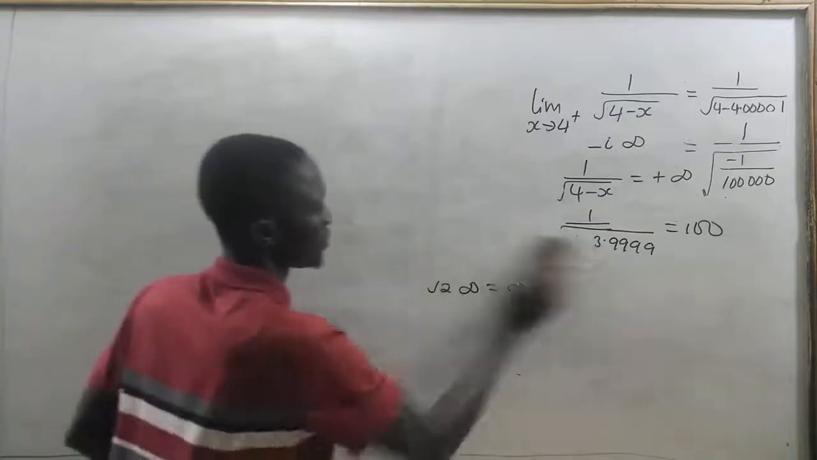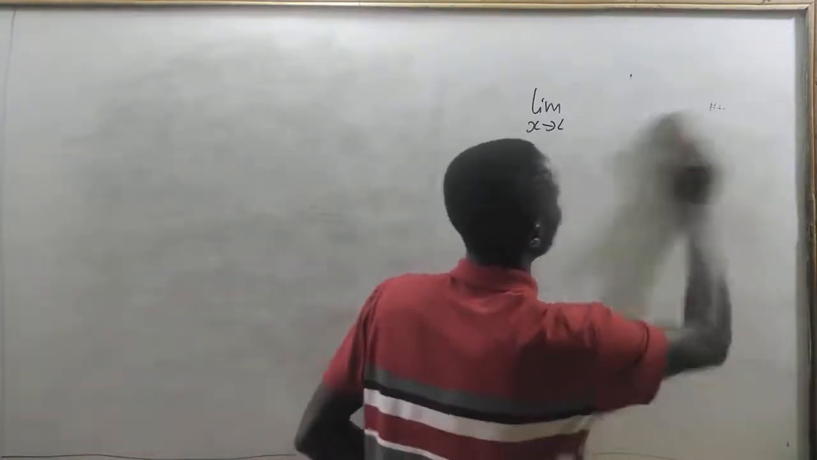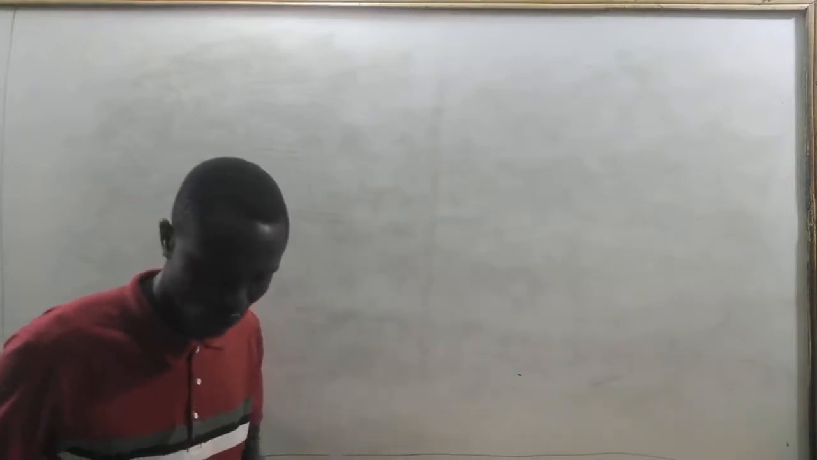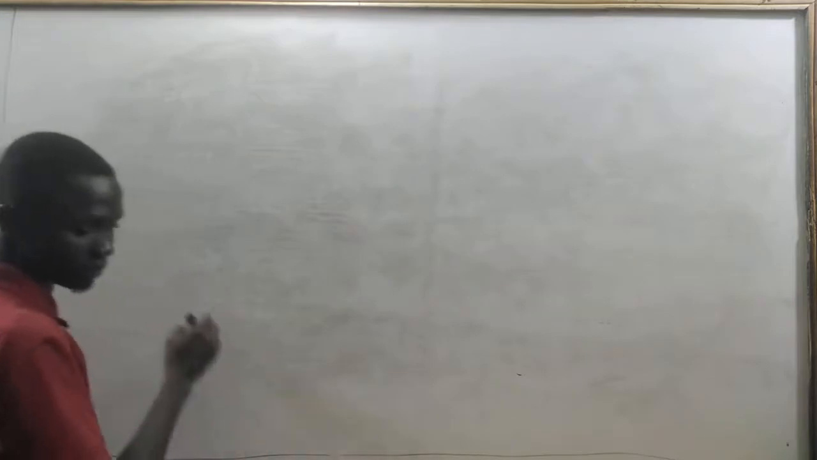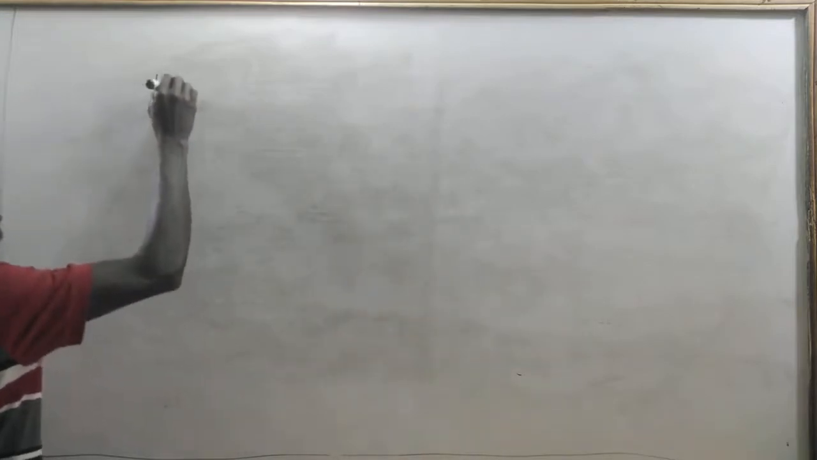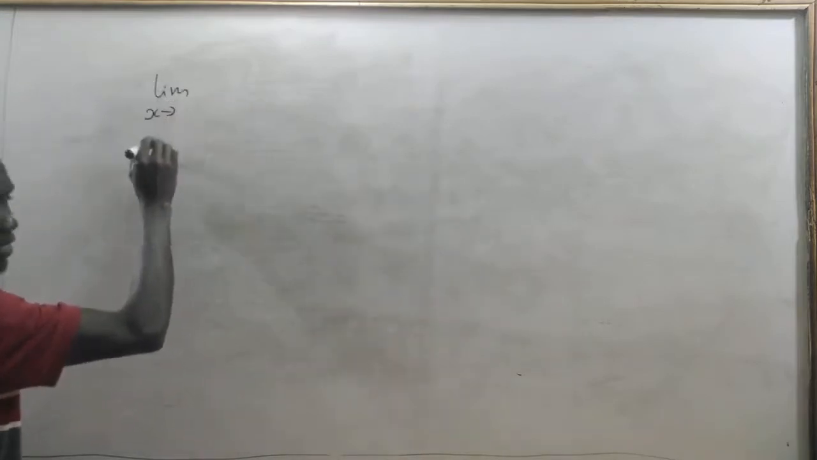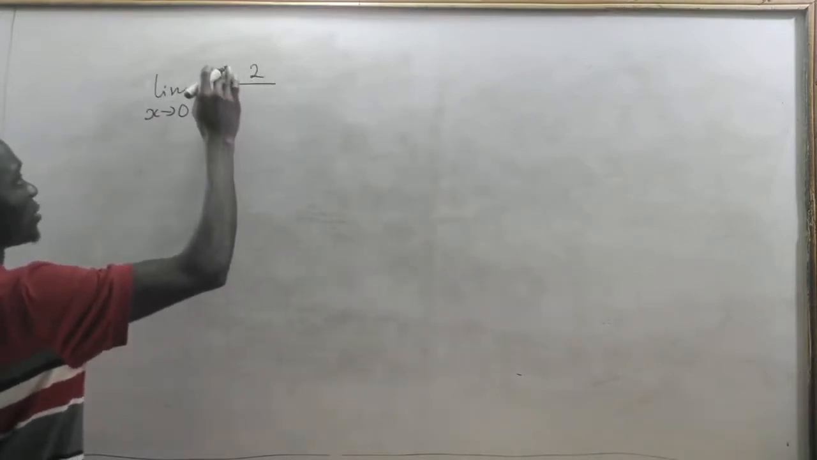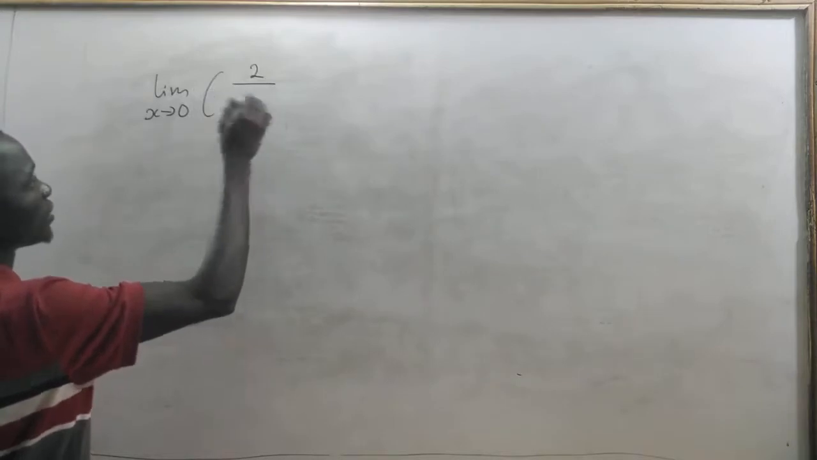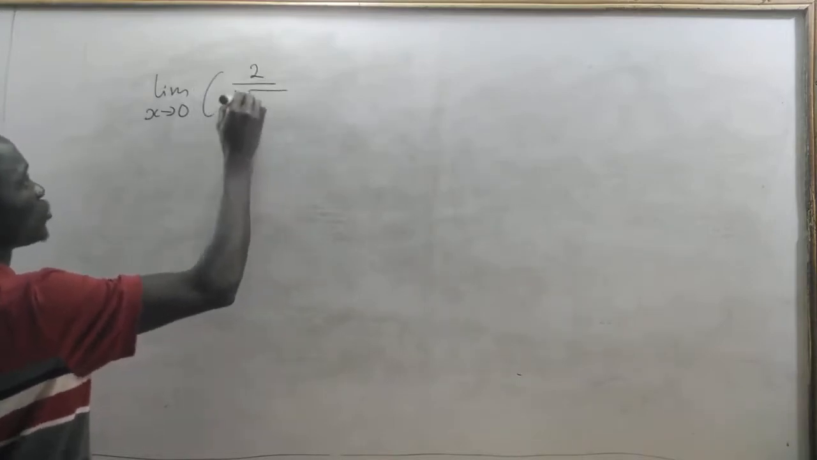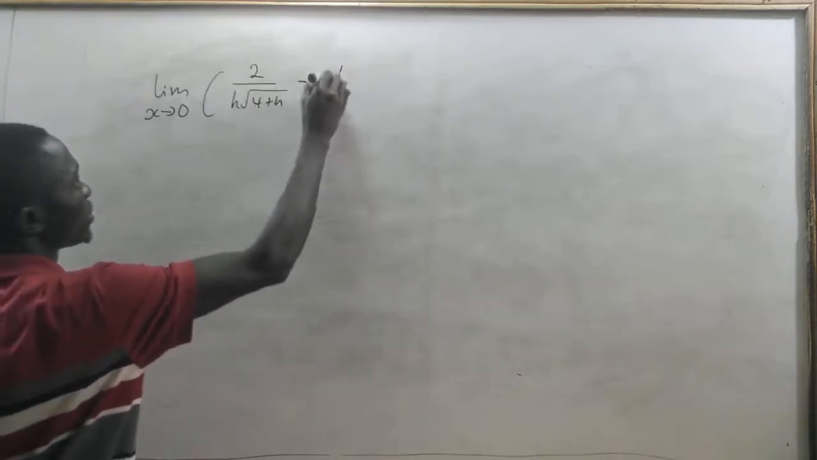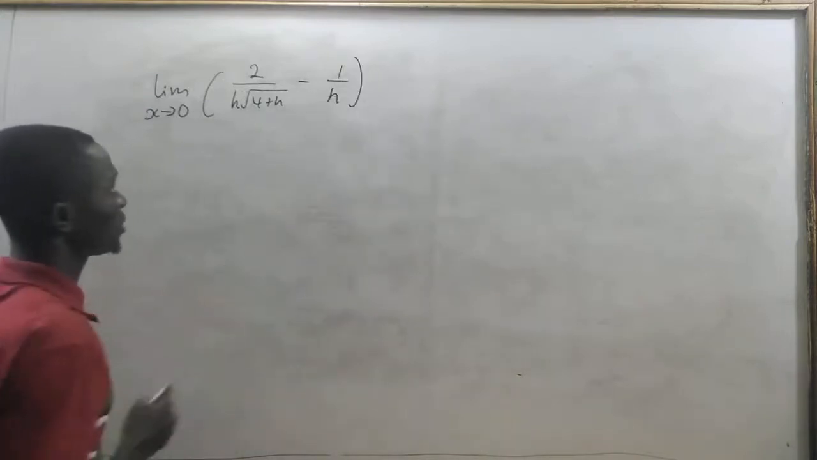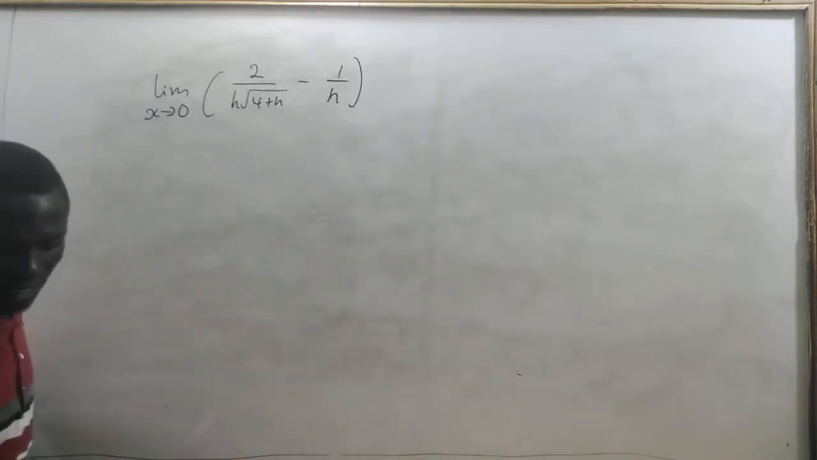Now, we've come very far, but let's try to evaluate more. Now, let's consider this one. We take the limit as h approaches 0 of (2 divided by h times the square root of 4 plus h, minus 1 divided by h). I hope that's the question, right?